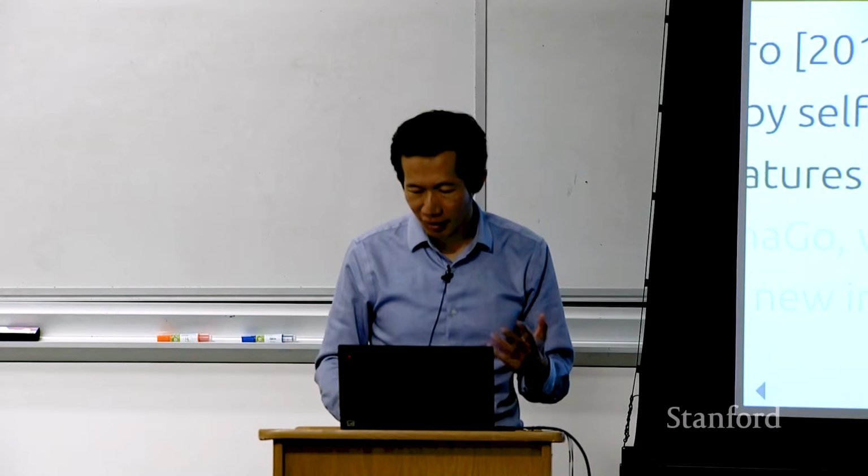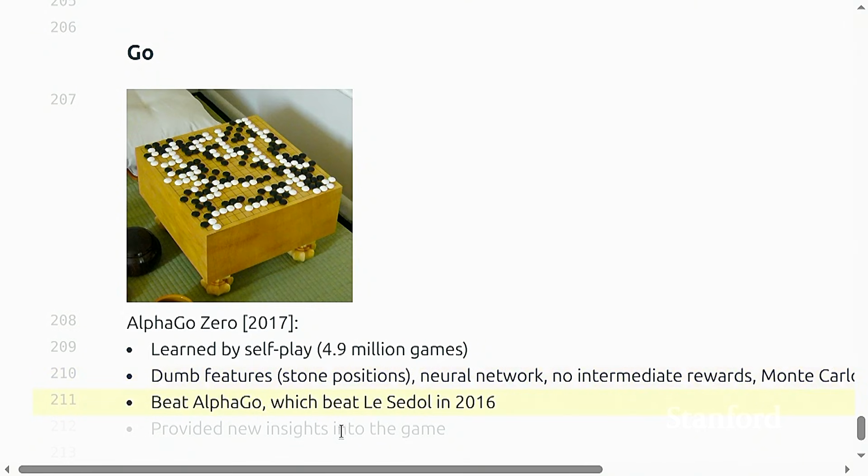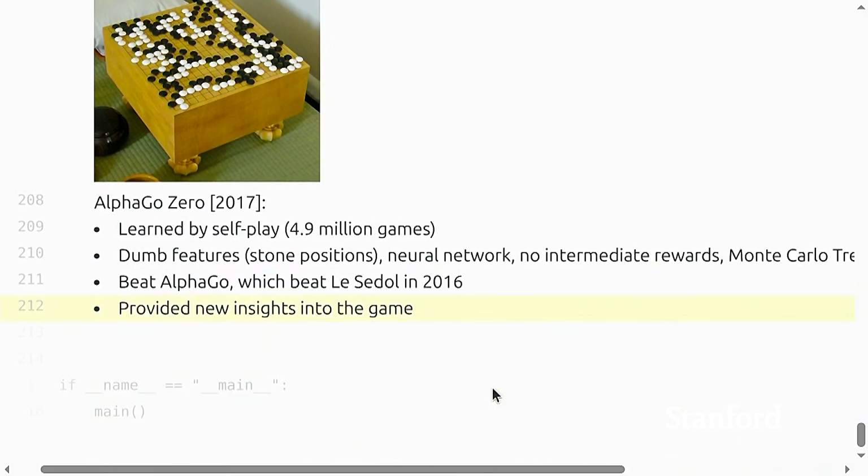They did have to use Monte Carlo tree search, which I'm not going to talk about, but it's a search algorithm that allows you to essentially get a better policy rather than just taking the action that gives you the next reward. So you can think about this as a less greedy version of the types of policies that we've been looking at. So this actually beat AlphaGo, the version from 2016, which beat Lee Sedol in 2016. So, of course, at this point, Go playing systems are much better than humans. And similarly, this also provided new insights into the game.